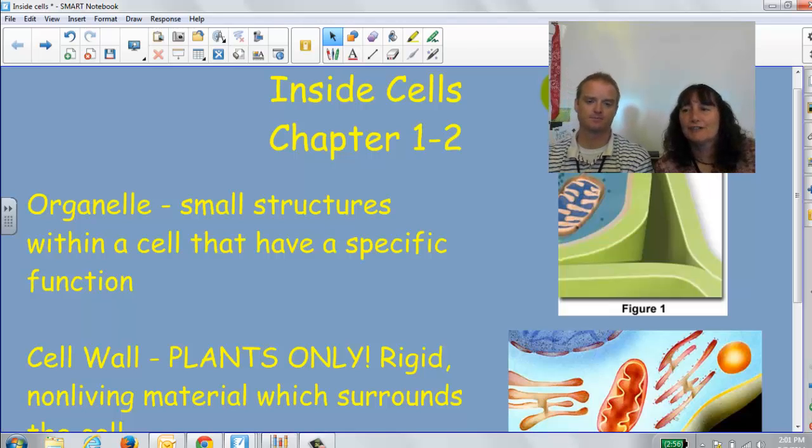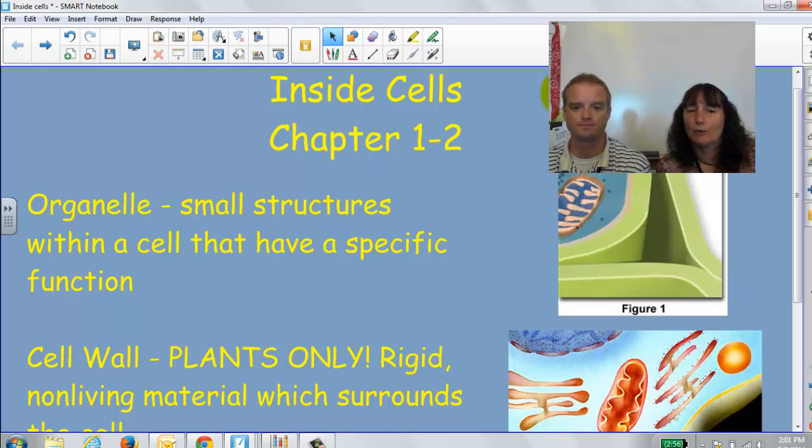All those little parts inside the cell are called organelles. That's a small structure within the cell, and it has a specific function. The organelles have different jobs. Is that kind of like a tiny organ, like organelle? Yeah, almost like tiny organs that are in your body.